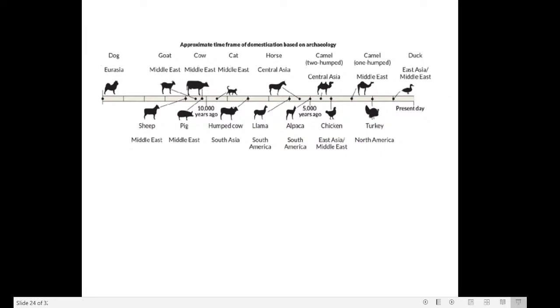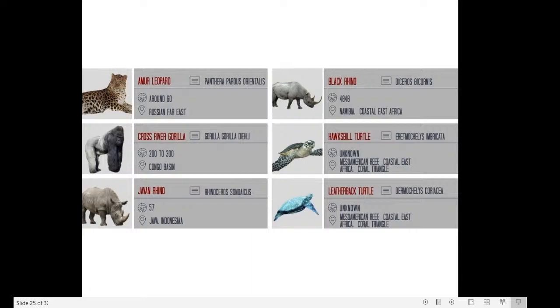East and Central Asia have the two-humped one. Middle East countries have the one-humped one. And here the llama is a South American species, and South America also has alpaca. The Middle East and East Asia have chicken, North America has turkeys, and East Asia and the Middle East have ducks. These are all the places where animals are frequently found in a particular place.